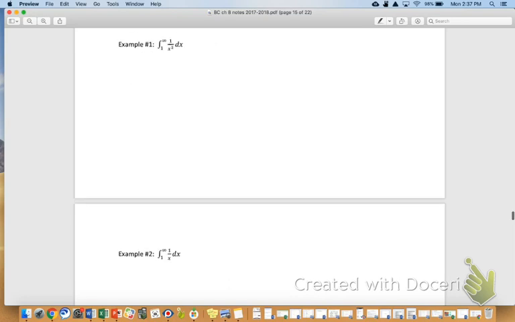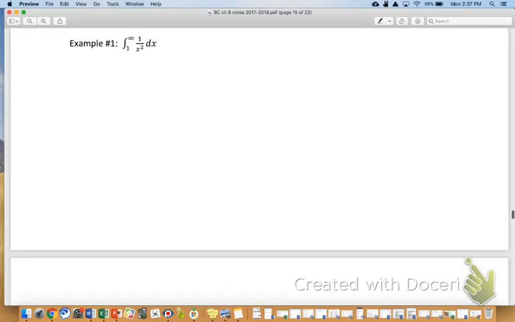So here is our first example, and I thought I would do this one with you just so I can show you some things that are expected. We can get some good habits started.